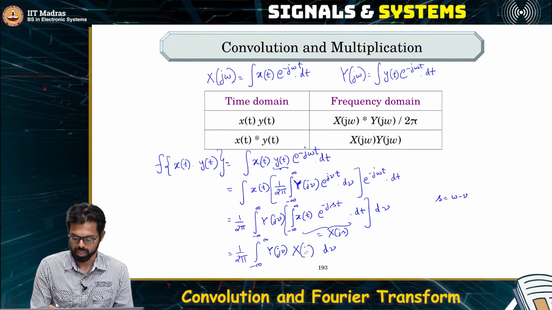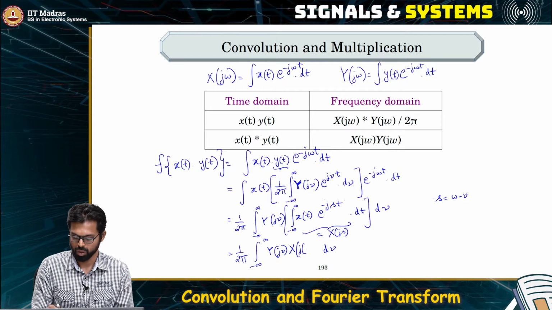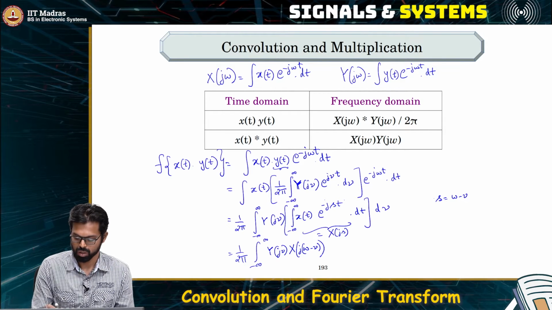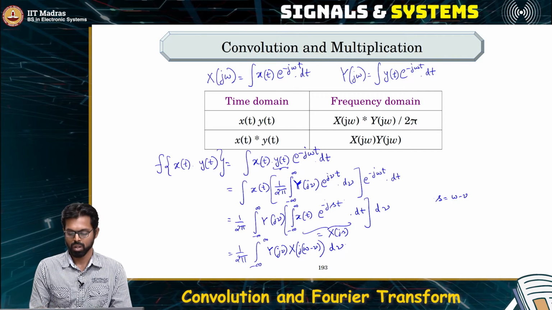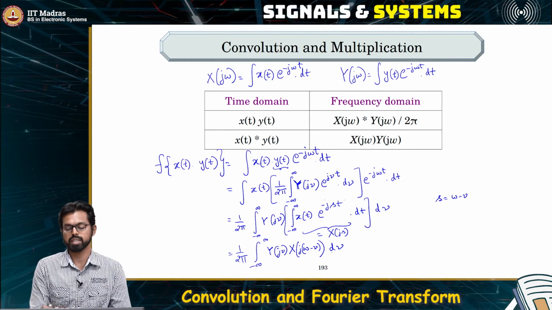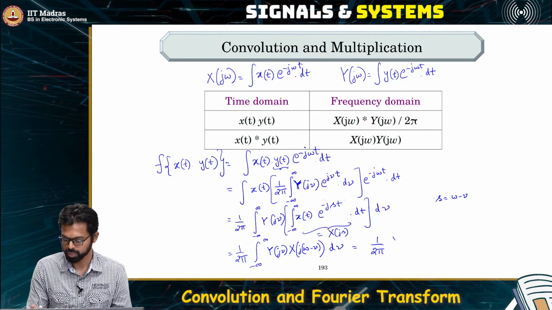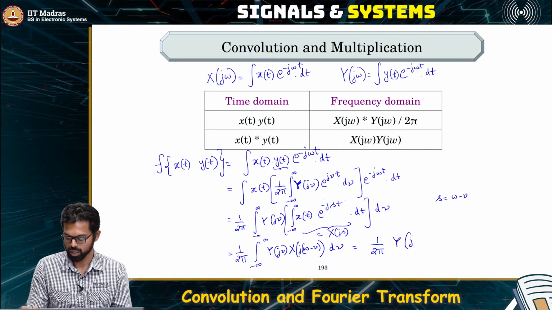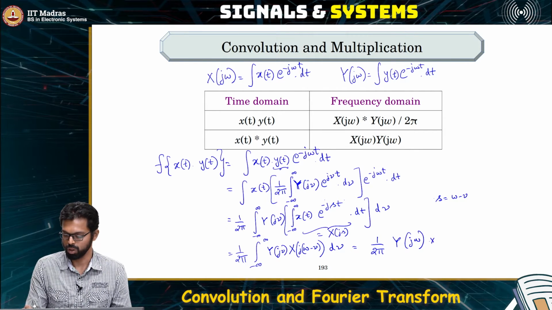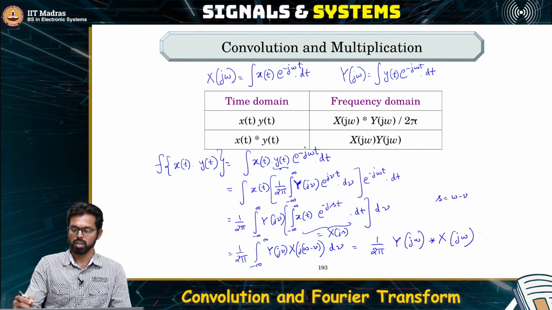Now we'll substitute for this s. We substitute for this s, what do we have? We have x of j of omega minus nu d nu. Now does this look similar to some form that we already know? This is exactly in the form of convolution. This is nothing but 1 by 2 pi y of j omega convolved with x of j omega. That's what we have here.